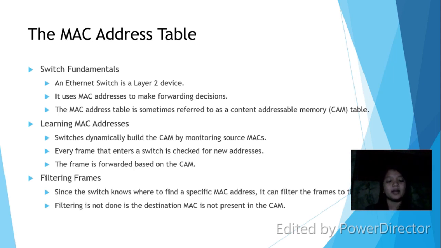Then filtering frames. Since the switch knows where to find the specific MAC address, it can filter the frames to that port only. Filtering is not done if the destination MAC is not present in the CAM.